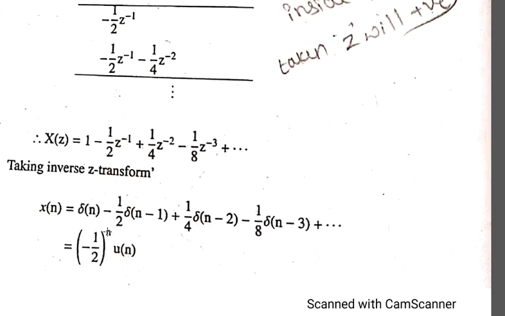Because when n is 0, we get simply 1. When n is 1, it is 1 by 2 into del of n minus 1. So in this way, we can write. So this is regarding the power series expansion method. So we can solve some other problems in the next video. Thank you.